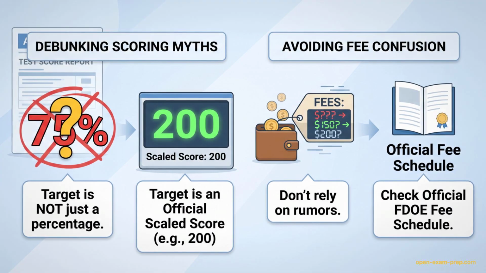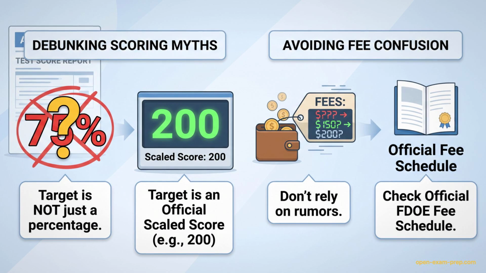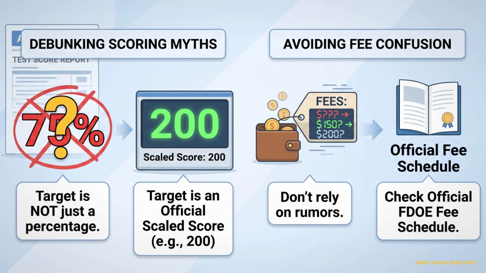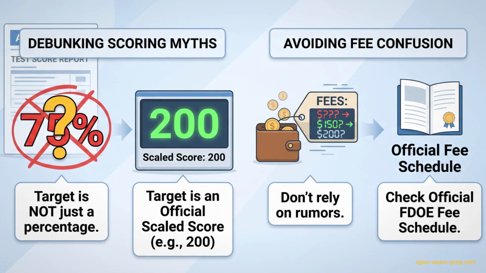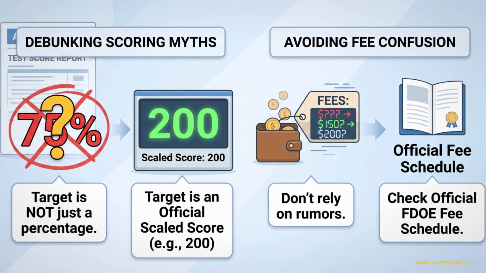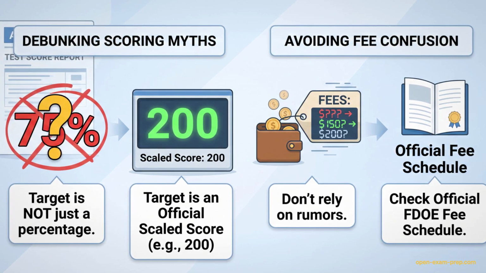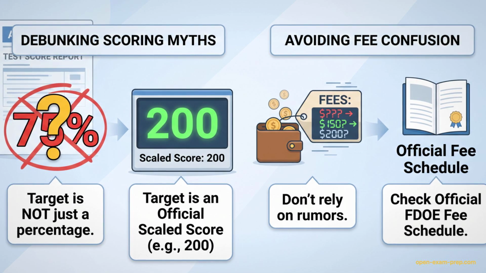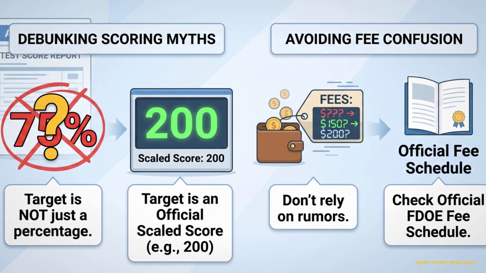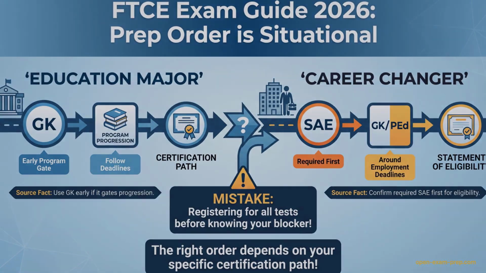Be skeptical of anyone who claims you need a specific percentage to pass a multiple-choice FTCE test. The Florida Department of Education explains that the exact number of correct answers can vary slightly between test forms. That's why your goal is the official scaled passing score, which is typically 200. Similarly, for fees, always consult the official FDOE fee schedule. Relying on unofficial sources for scoring rules or payment amounts is a common and avoidable mistake that can disrupt your certification plans.